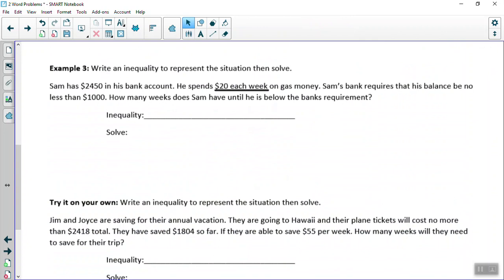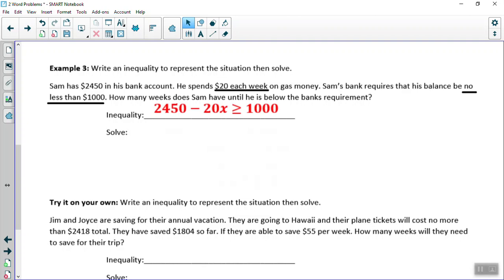All right, so he spends $20 each week on gas money. His bank requires a balance of no less than $1,000. How many weeks does Sam have until he's below the bank's requirement? Our inequality is going to look like this. It's the amount of money that he currently has minus $20 each week. Remember that the word each means we're going to multiply. This has to be more than or equal to $1,000 because his bank won't let him have less than $1,000.